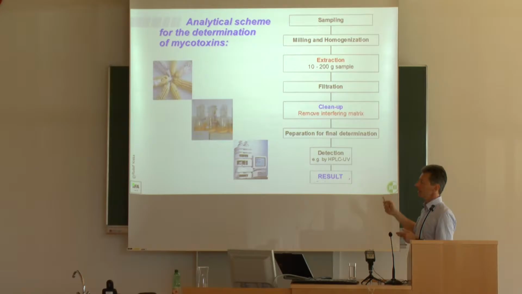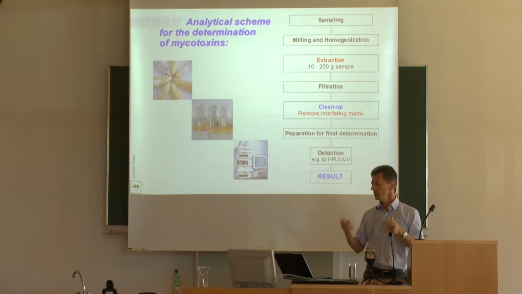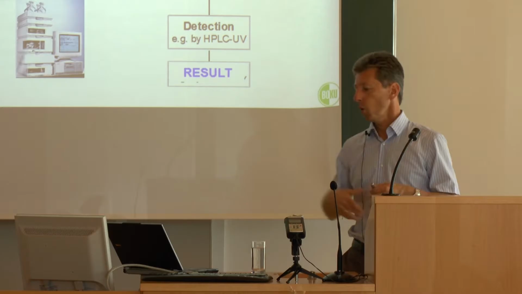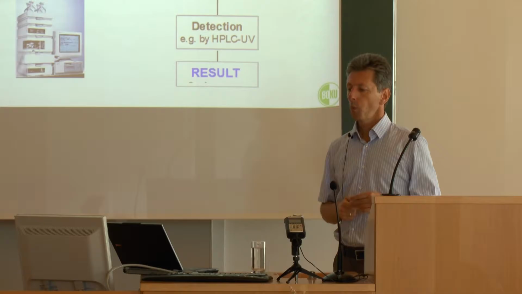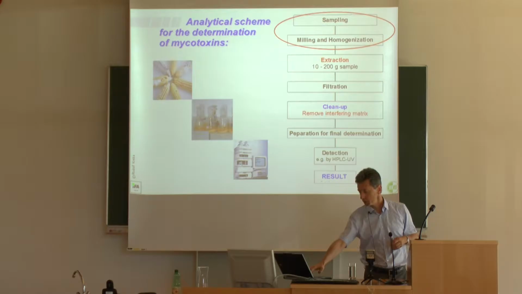I'm mentioning this as a separate step because evaporating from large volumes of your extract to a smaller volume can also potentially result in a loss of your analyte, for instance, through absorption on your glass material. And finally, detection or separation, like HPLC, high-performance liquid chromatography, followed by detection by UV or MS, whatsoever, and finally reporting the result. So what I'm going to do right now is, within this analytical scheme for the determination of mycotoxins, discuss with you the sampling and the milling and homogenization step briefly.